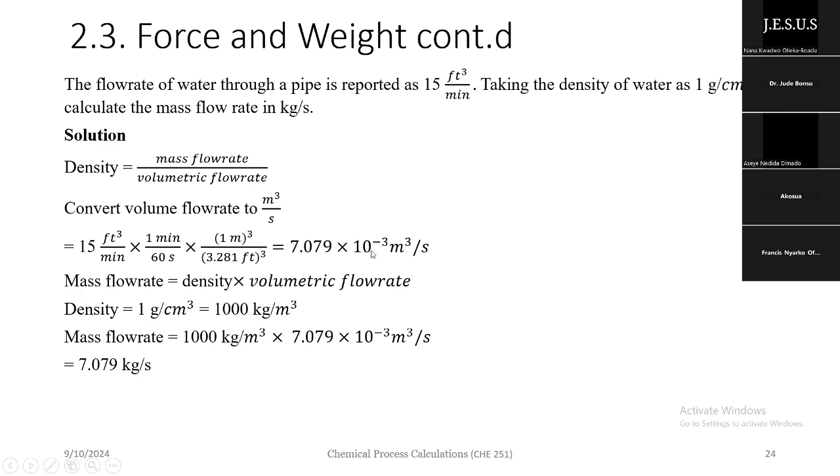Now that we have our volume in meter cube per second, our density here is in gram per centimeter cube, so you need to convert that into kilogram per meter cube. We know the conversion already: 1 gram per centimeter cube is 1000 kilogram per meter cube. So from this relation, mass flow rate is density times volumetric flow rate. You can just multiply these two, and then we will get 7.079 kilogram per second.